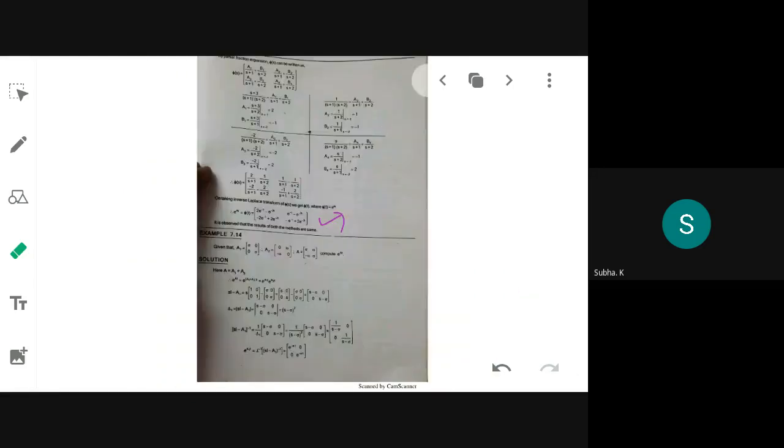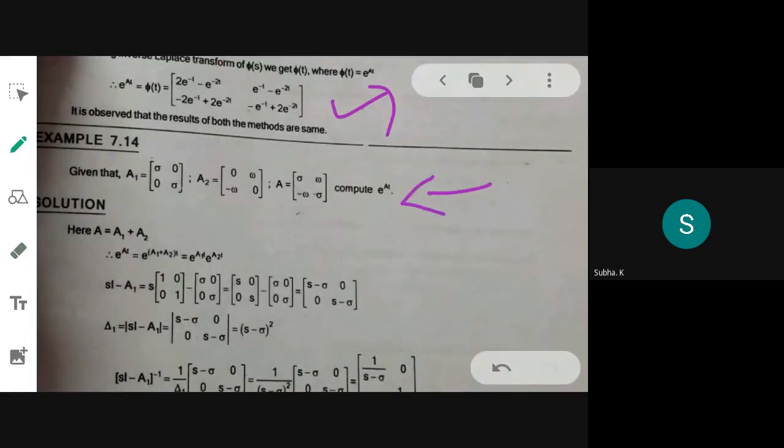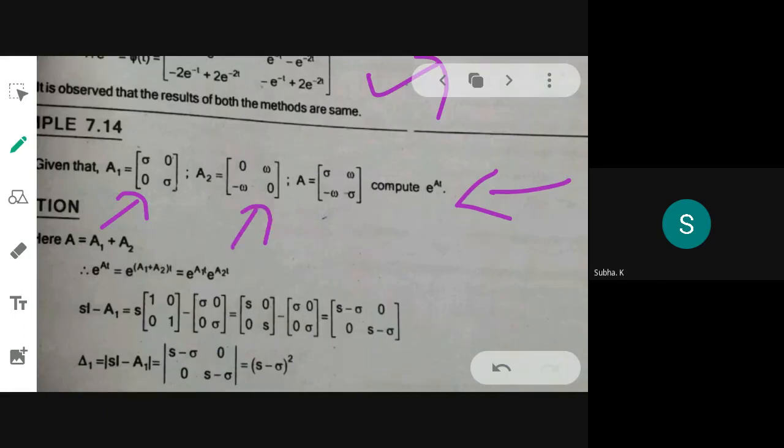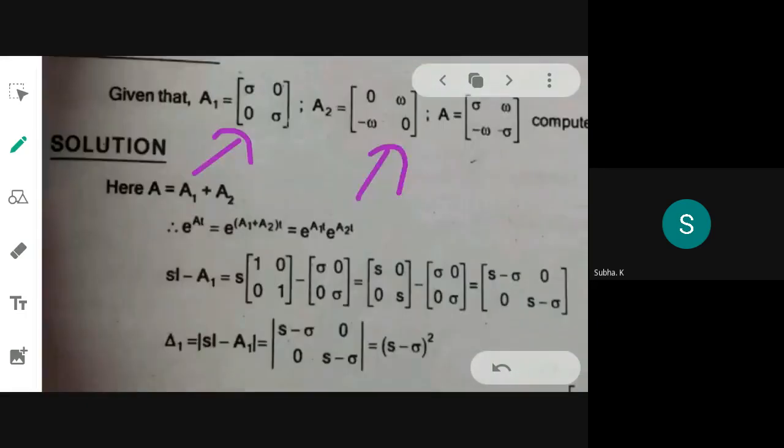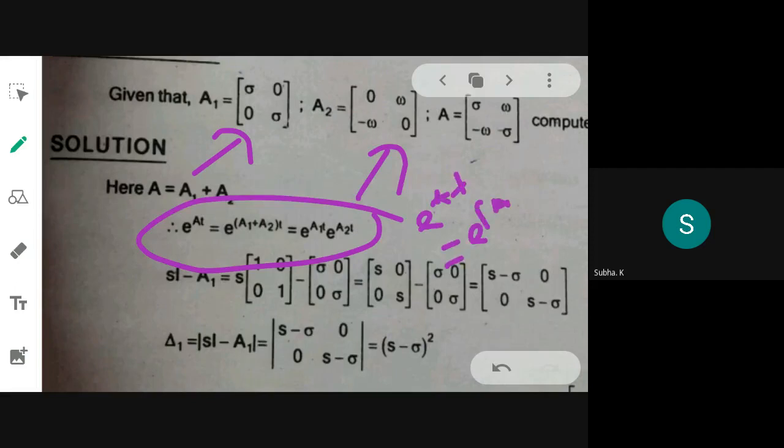One more problem. These are the two problems that came in the previous university question paper. So they have given two matrices, A1 and A2. If they have given two matrices, how to calculate the state transition matrix is the question. So for that, the standard formula as per the property is this one. We have discussed three properties. So as per the last property, e power (A1 plus A2)t is equal to e power A1t times e power A2t, and you have to multiply the individual values of the transition matrix. That is the procedure or solution.